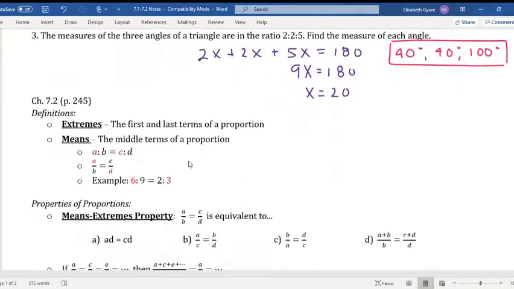All right. So 7.2, now we're going to be dealing a little bit more with proportions and their properties. So 7.2 starts on page 245 if you want to follow in your textbook.